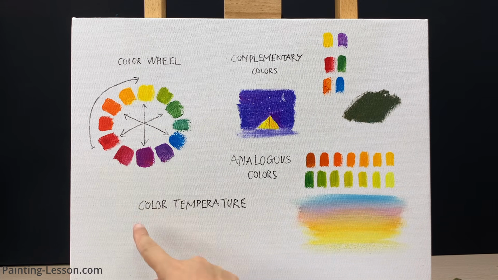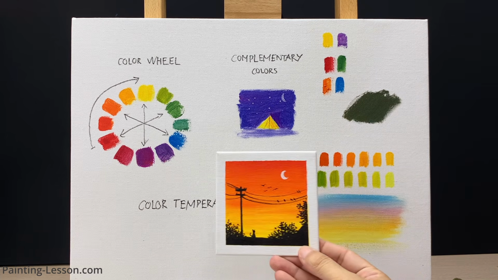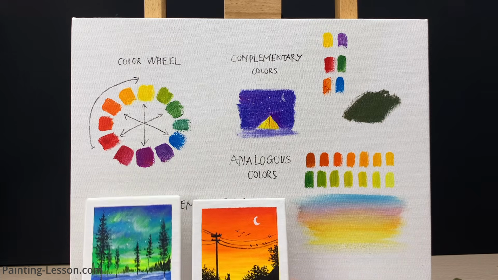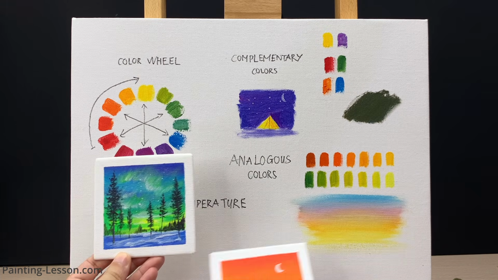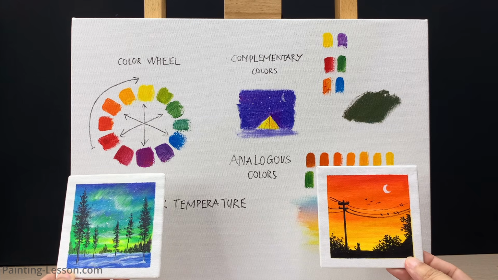Color temperature refers to the feeling one gets when viewing a color or set of colors. Generally, yellows, oranges, and reds are considered warm, whereas greens, blues, and purples are considered cool. When used within a work of art, warm colors seem to advance toward the viewer, and cool colors appear to recede into the distance.